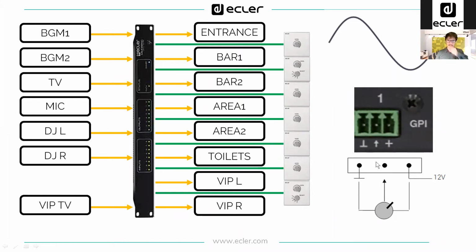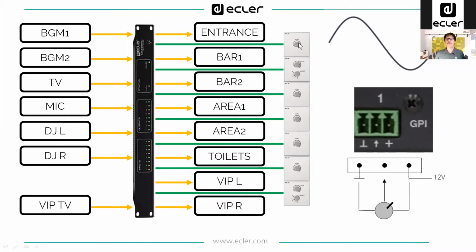So depending on the voltage here, you will get more or less volume. In the software, it is seen as 0 to 100. 100 means 12 volt, 0 means ground.